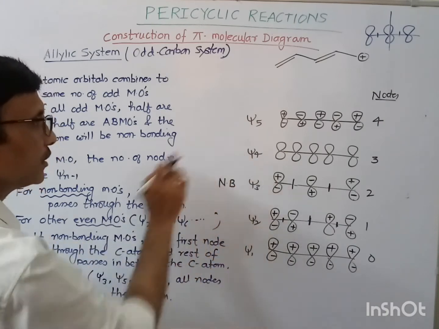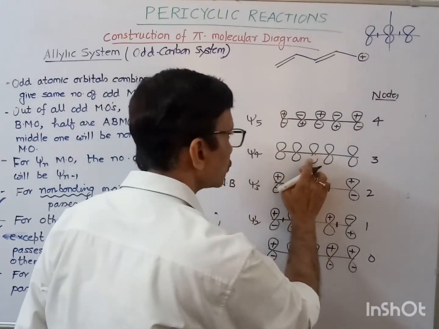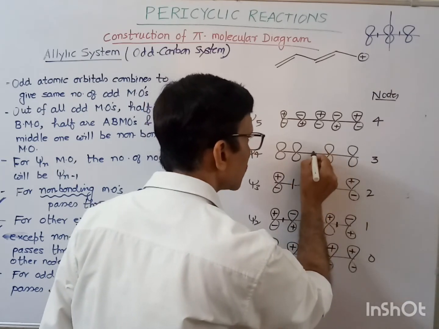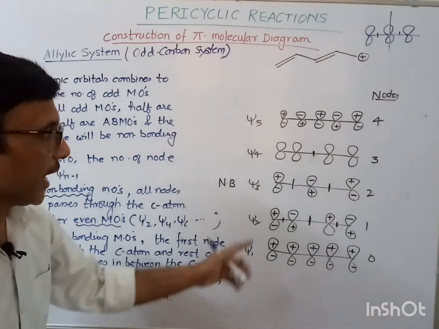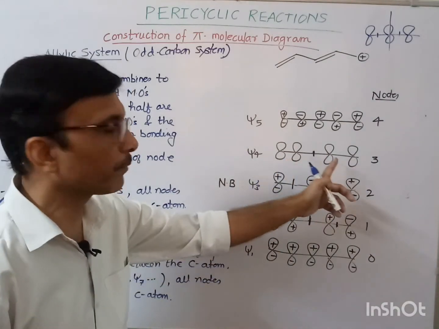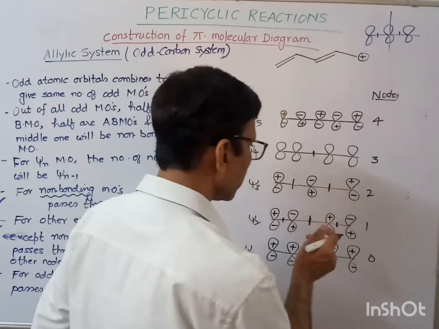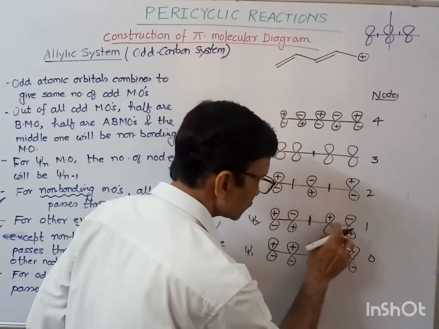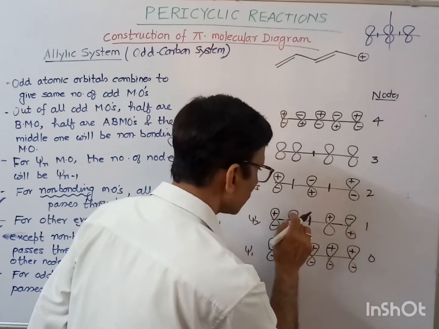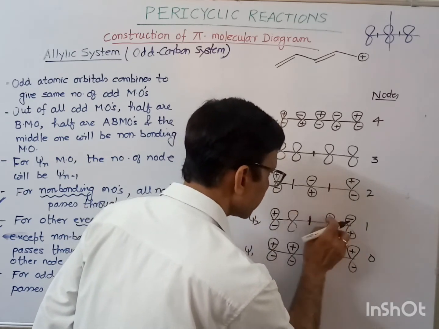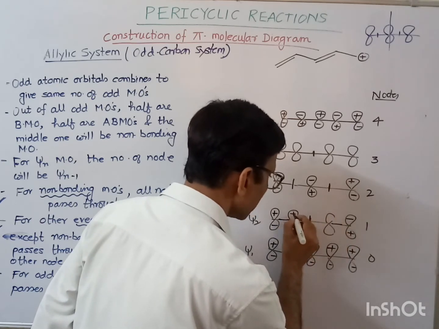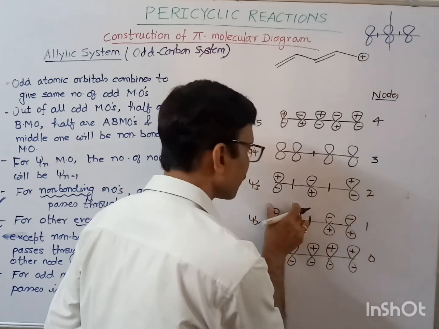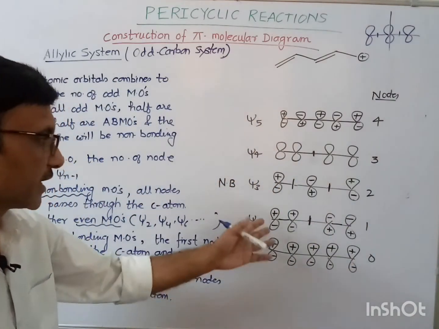So psi 4 is the even molecular orbital. Again, same rule: the first node passes through the carbon atom. The number of nodes is 3. So the first node passes through the carbon atom, and the rest pass in between the carbon atoms. Here only one node is present. So what should I write here? Please correct it. This is plus, minus, okay, and this is minus, this is plus. Half is plus, half is minus, always in the second one.